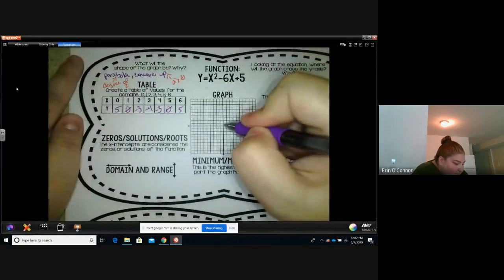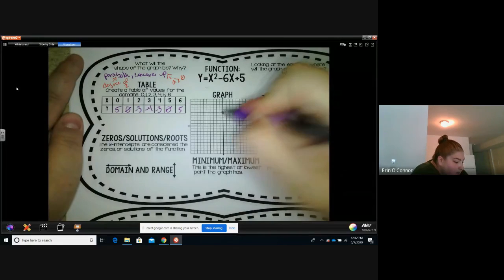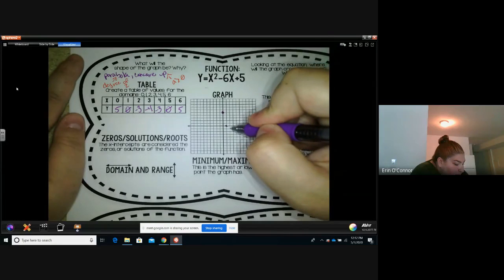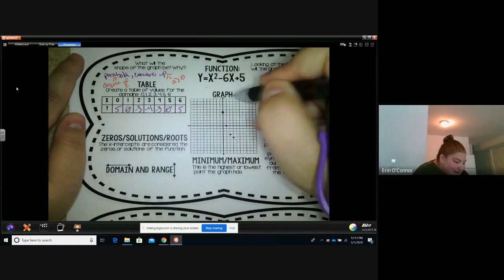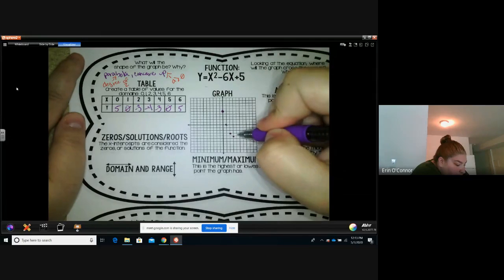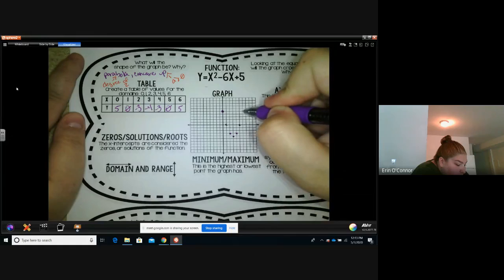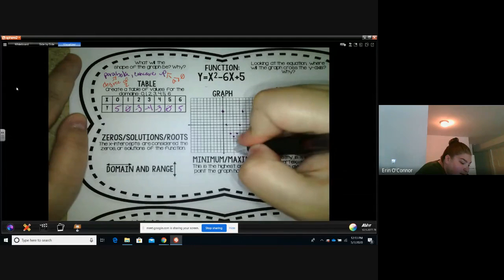All right, let us now graph these. So I have 0, 5, 1, 0, 2, negative 3, 3, negative 4, and that is, I'll go back to that in a second. I get 4, negative 3, 5, 0, and 6, 5. And if I look at this, I can find my axis of symmetry. It's right here.